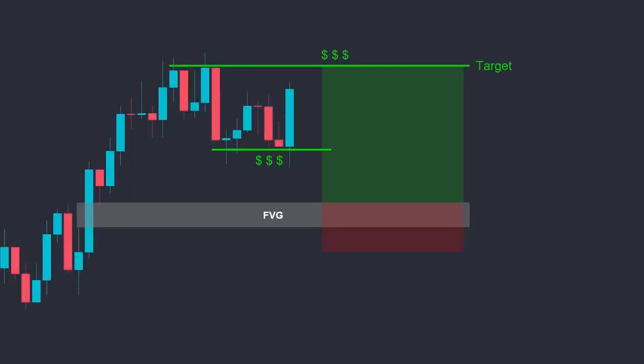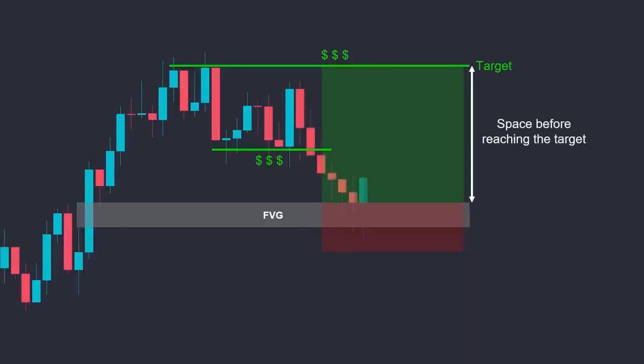These key areas might also reject the price a significant amount, so we would like to make sure that we have saved some profits before tapping into them. Also, always pay attention to how much space we have before reaching an important zone in front of the price, because we want to make sure that we are entering a trade with a reasonable risk-to-reward ratio.